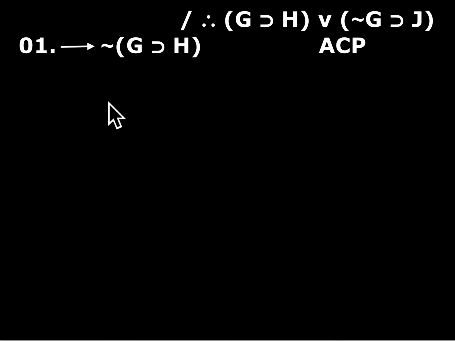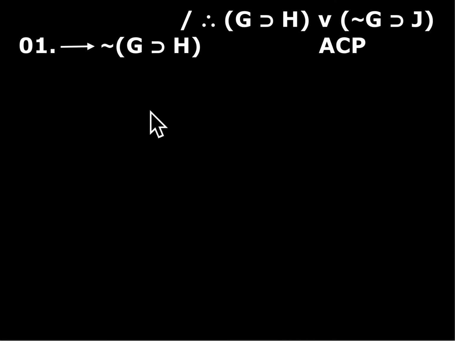So I'm going to assume this, not if G then H, basically the negation of the first disjunct here. If this was just a conditional, if this was just a horseshoe, I would just assume the antecedent. But you'll see when we get to the end why I'm assuming this. But now my goal is just going to be to derive this statement here. If not G, then J.